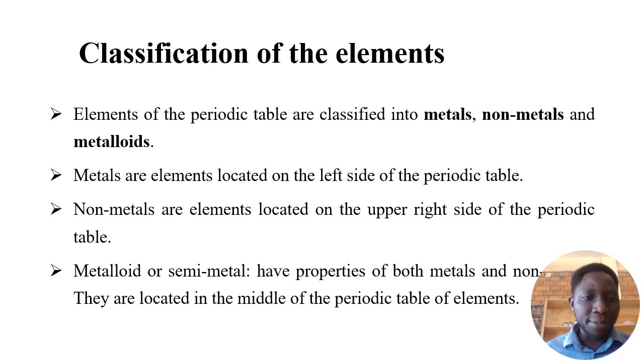The last term here is metalloid, or what we call semi-metal. Metalloids have properties of both metals and nonmetals. They are located in the middle of the periodic table of elements. Remember, if you are classifying the elements, they are classified into three: metals, nonmetals, and the metalloids.